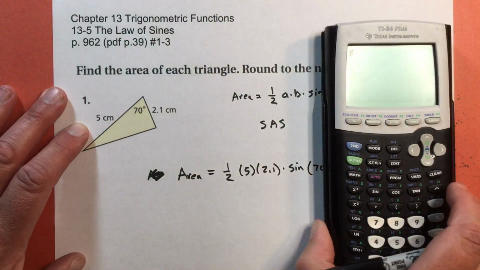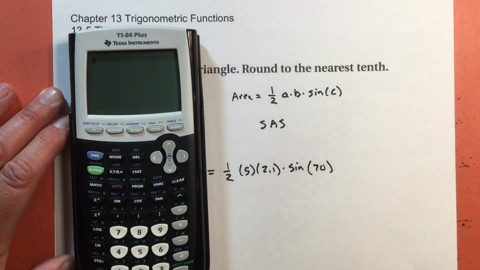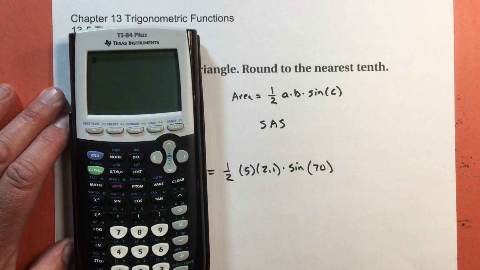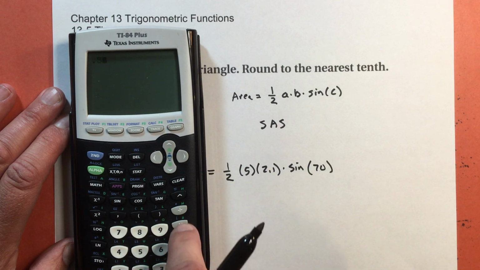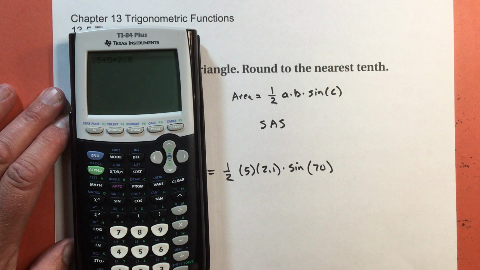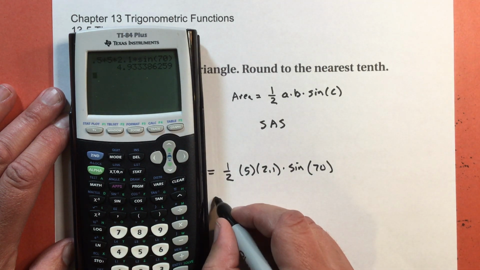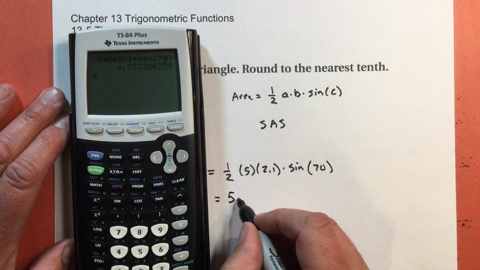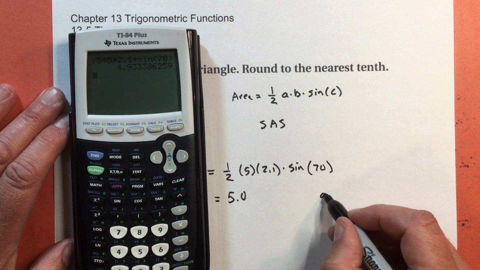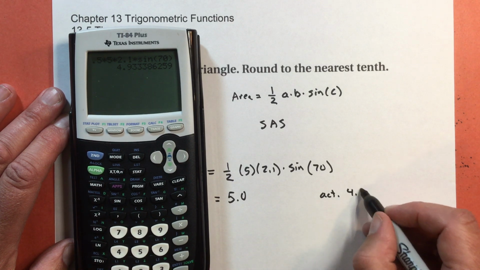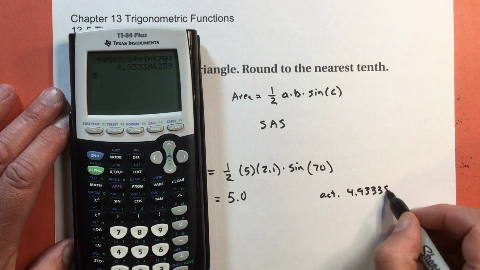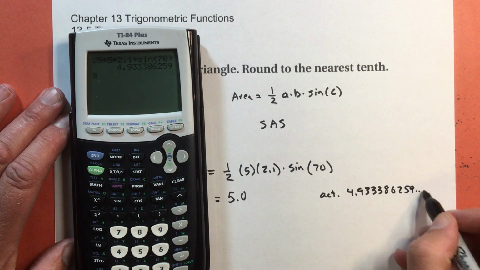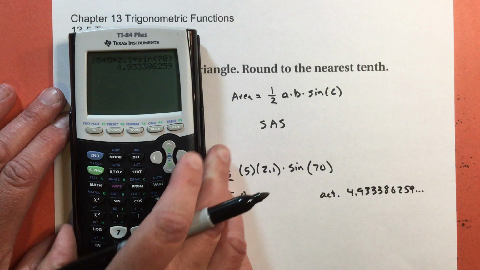And all you got to do is just grab your calculator. I'm going to use 0.5 times 5 times 2.1 times the sine of 70 degrees. And the area is going to be, what do we say, round to the nearest tenth? 4.9 is going to round up to 5.0. Okay, it's actually 4.933386259 but that's going to round up to 5.